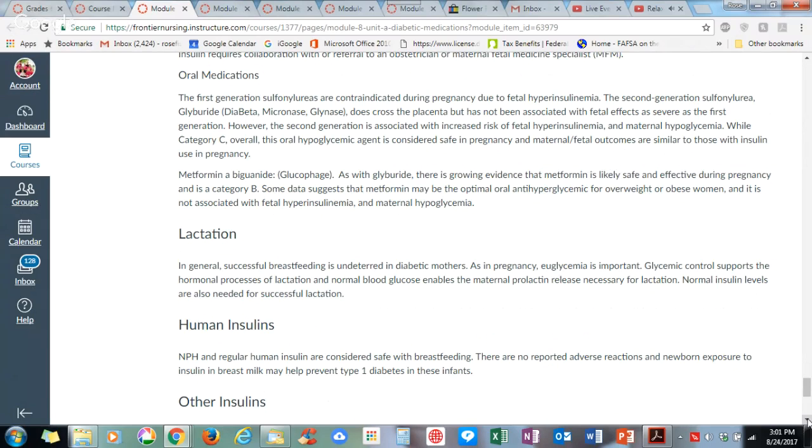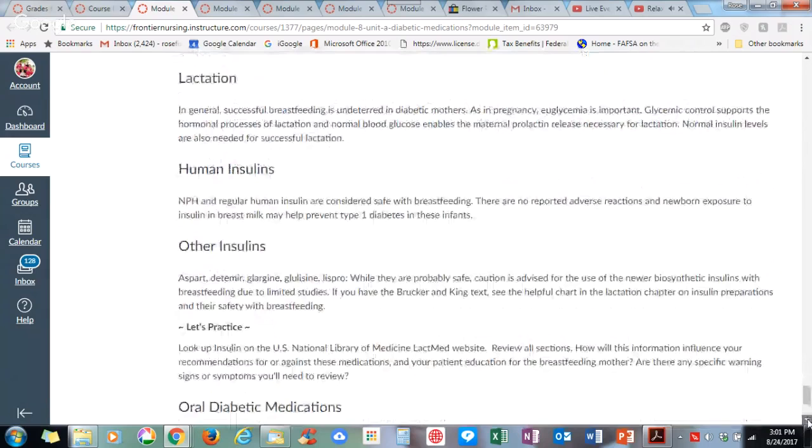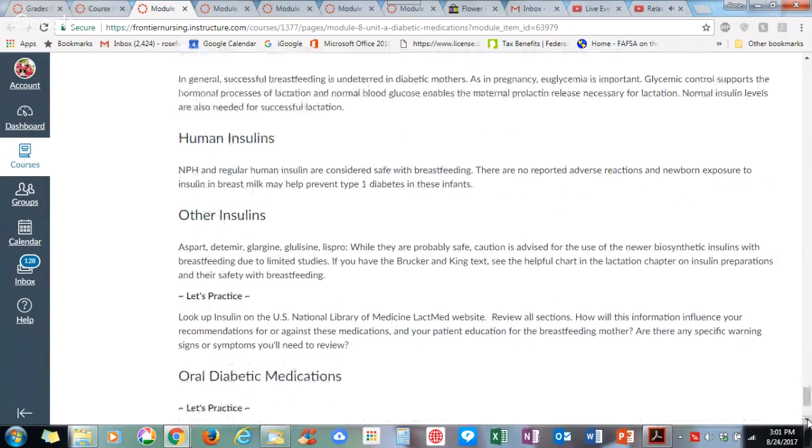Lactation. In general, successful breastfeeding is undeterred in diabetic mothers. As in pregnancy, euglycemia is important. Glycemic control supports the hormonal processes of lactation, and normal blood glucose enables the maternal prolactin release necessary for lactation. Normal insulin levels are also needed for successful lactation. Human insulins, NPH, and regular human insulin are considered safe with breastfeeding. There are no reported adverse reactions, and newborn exposure to insulin in breast milk may help prevent type 1 diabetes in these infants.